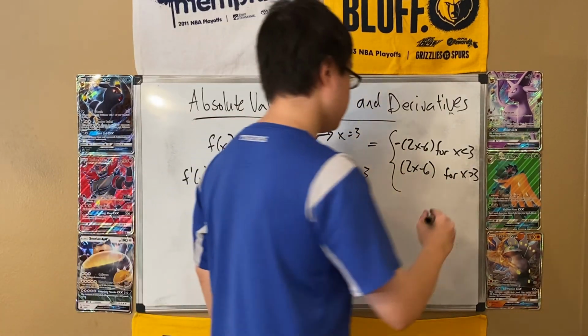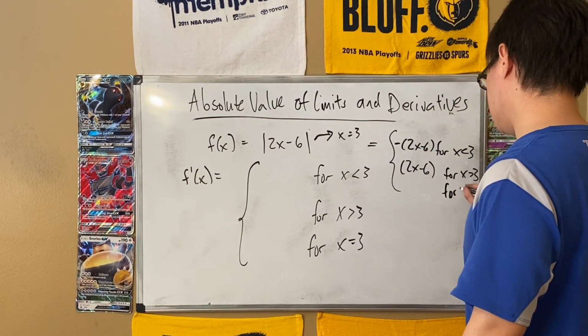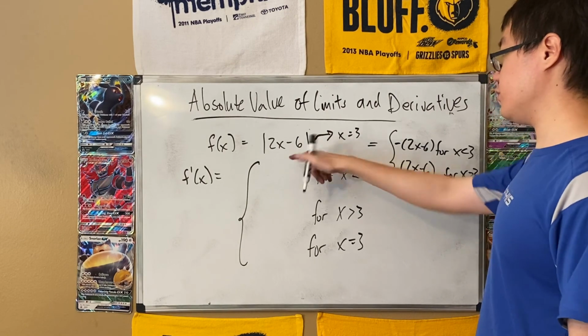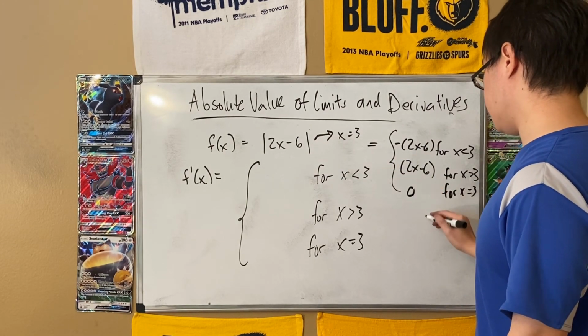Finally, for x equals 3, that's going to be the sharp point. When you plug in 3, you'll get 0. So this is going to be the sharp point.